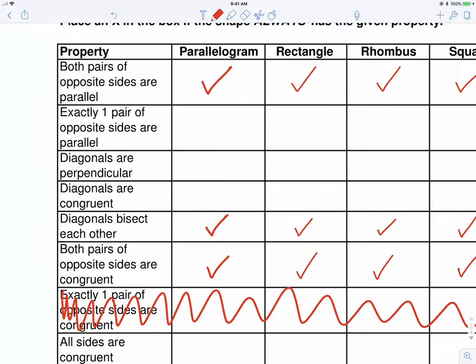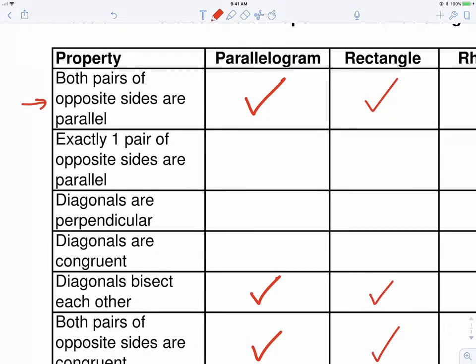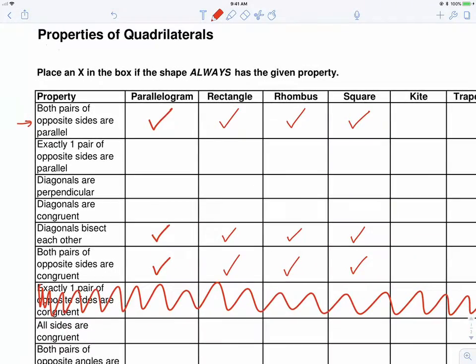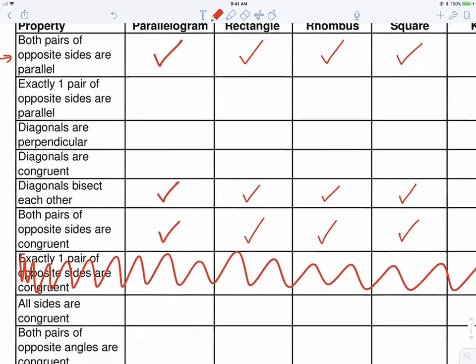Now, exactly one pair of opposite sides are parallel. That still does not hold for any of these because if we don't have both pairs of opposite sides parallel, then maybe we have at least one, like exactly one, not more than one. And since we have both sets parallel, they can't have exactly one. Now we're just going to go through rectangle and check out the rest.